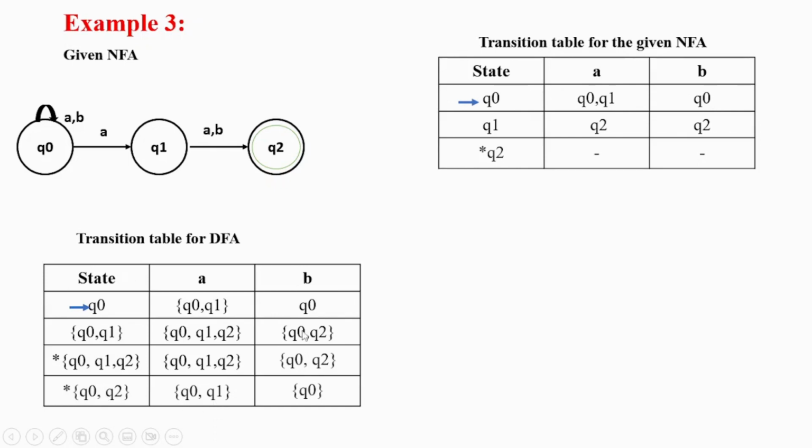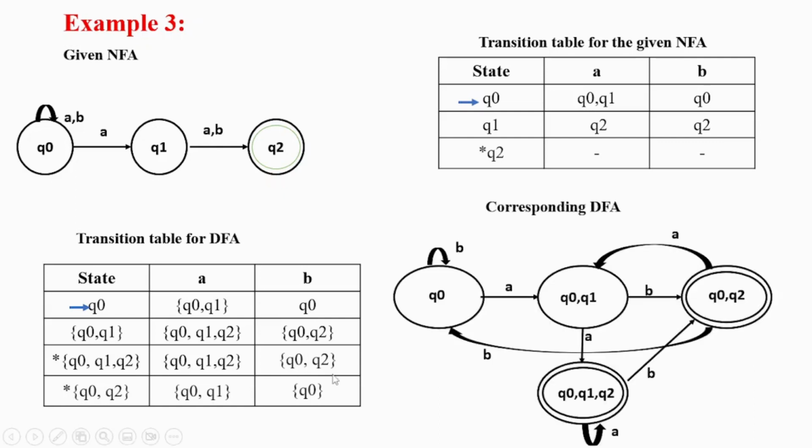So complete this table just by combining the corresponding rows from NFA, right? So we have completed the transition table for DFA. We have four states here, in which two are the final states because Q2 is the final state for NFA. So here we have Q2, here we have Q2. So these two become the final states. So complete the DFA. We have four states totally, Q0 and Q0, Q1 and Q0, Q2 and Q0, Q1, Q2. So these two are the final states. Complete the diagram from the transition table, right?